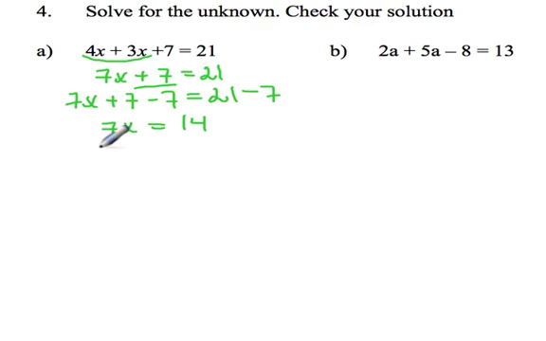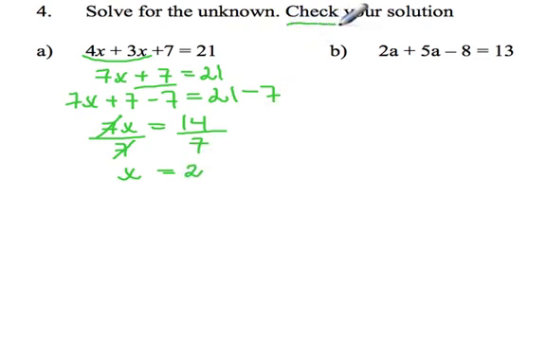Now we have 7 times x, so the opposite operation is division. We will divide both sides by 7. 7 divided by 7 is 1, leaves x on the left, and 14 divided by 7 equals 2. So we've solved, and our solution is x equals 2.